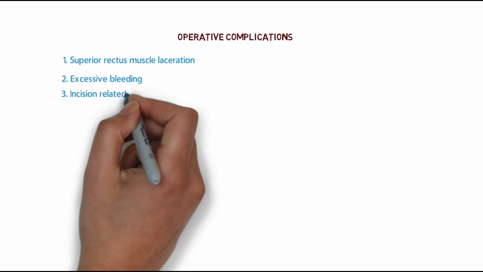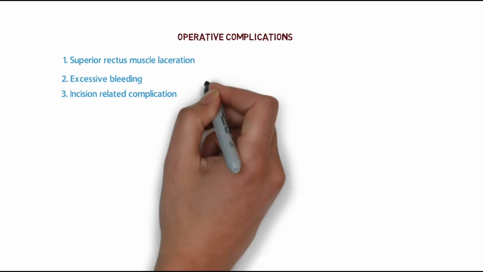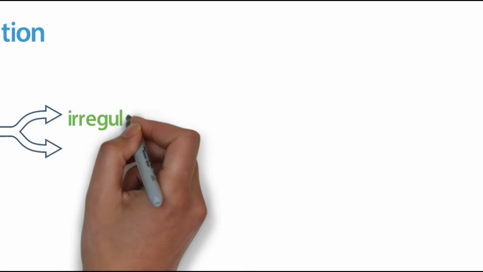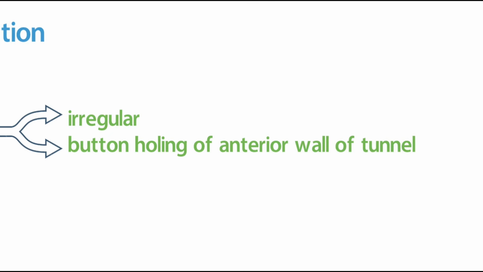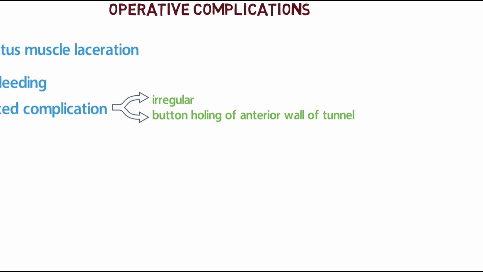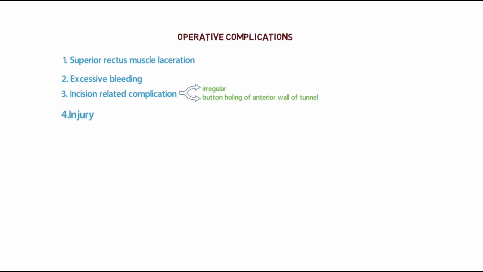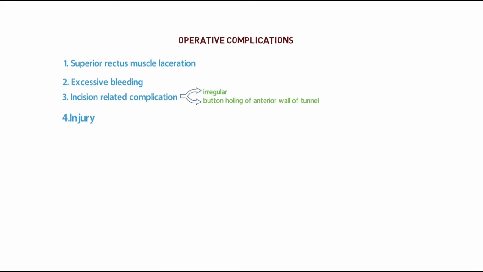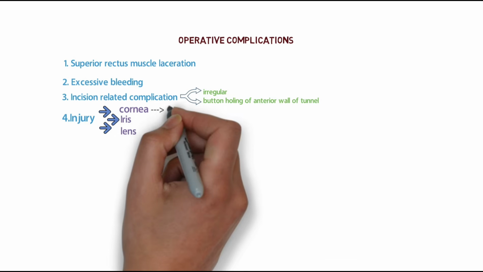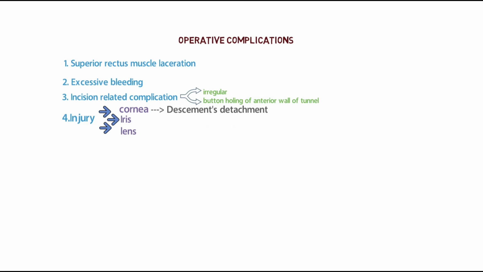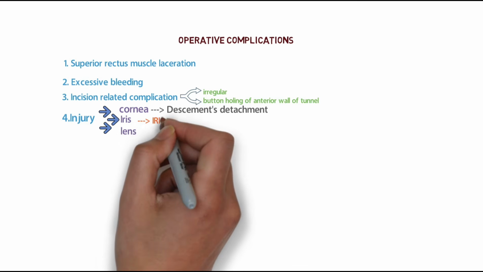The third one is incision related complications. The incision can be irregular, or there might be buttonholing of the anterior wall of the tunnel. Then injury can occur due to sharp-tipped instruments such as a keratome or a piece of razor blade. So there can be injury to the cornea, the iris or the lens. In the cornea, there may be Descemet's detachment. In the iris, it can cause iridodialysis.